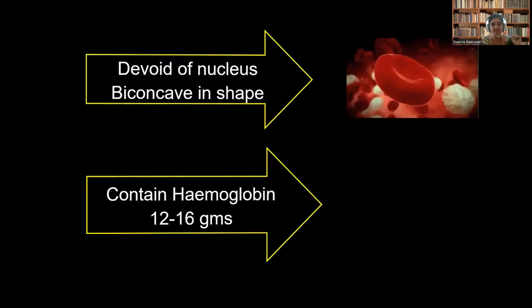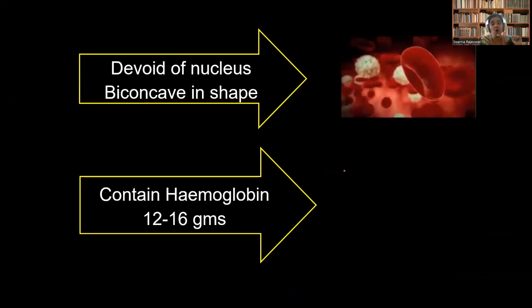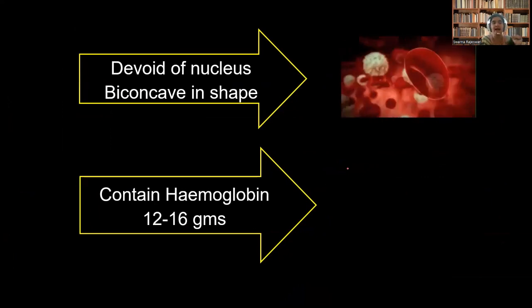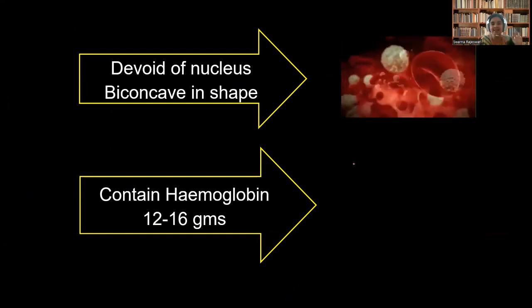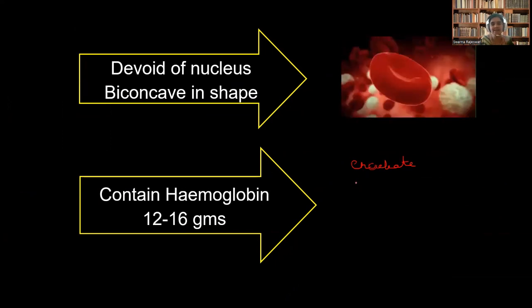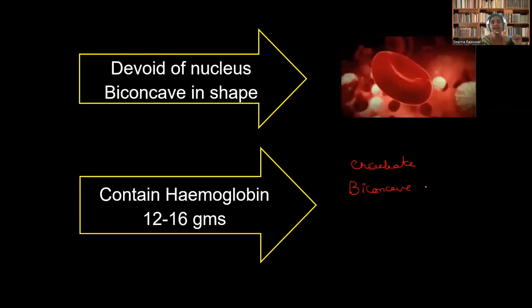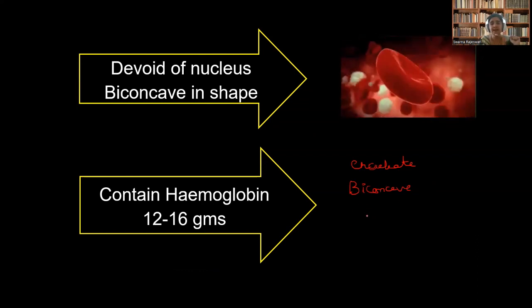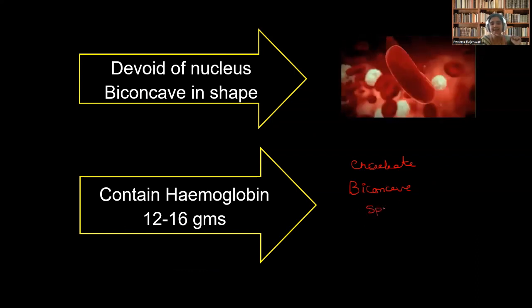When we see the structure of RBCs, usually it is biconcave in shape and there is no nucleus, so it is enucleate. So RBCs are enucleate, meaning no nucleus is present, and they are biconcave. Biconcave nature is very much essential for the attachment of a larger number of hemoglobin molecules. They are spherical in shape in the case of man.